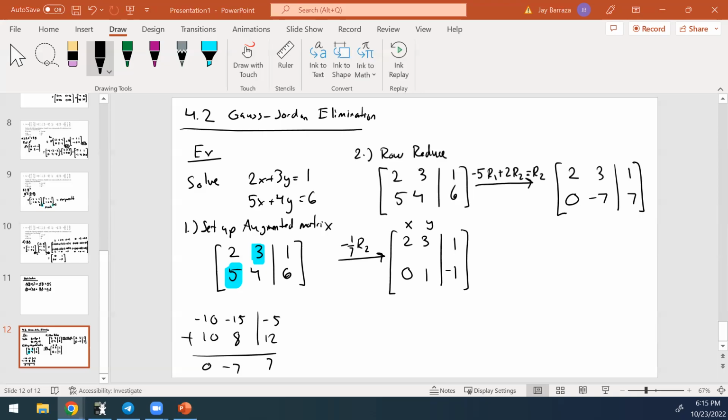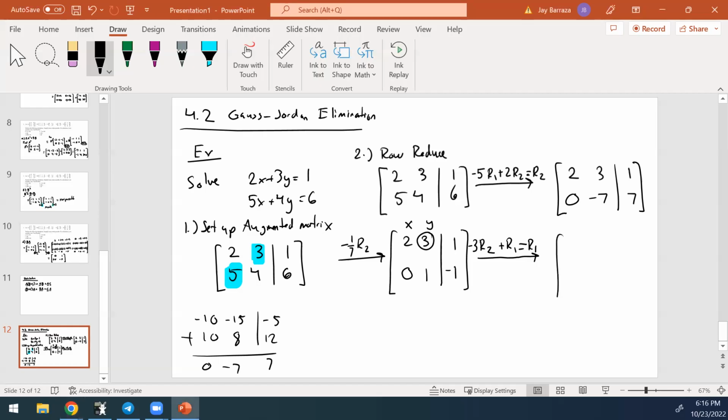So now I want to eliminate this 3. So what would I do? I would take row 2, multiply it by -3, add it to row 1, and that's going to give me my new row 1. Okay. Are there any questions on that so far? Just want to make sure. All right, no questions so far.